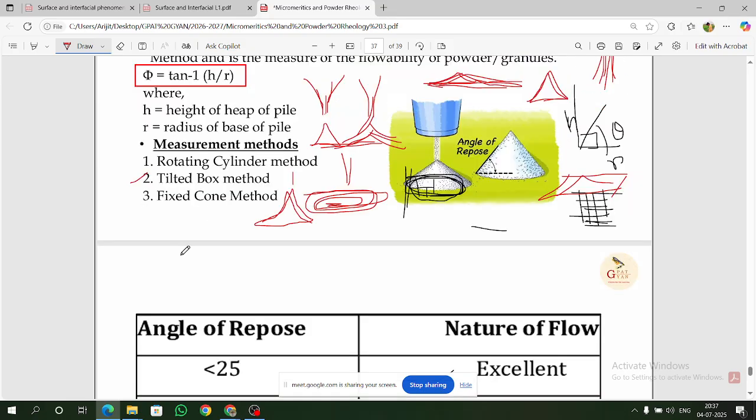Tilted box means just this: one box will be there, you hang it and tilt it a little bit, then the powder will flow and obviously form the same heap. One box has to be tilted at a certain angle, and the powder will make some kind of heap or pyramid-like structure, and you can consider the theta. So that is the method of determining theta, the angle of repose.